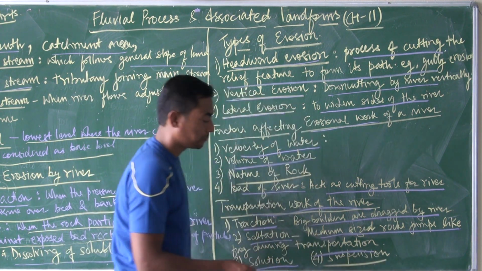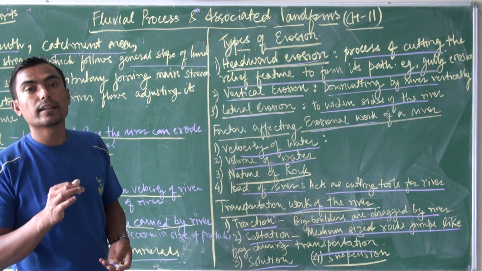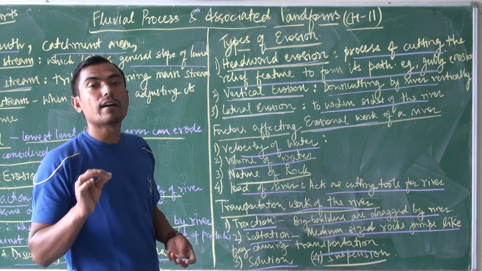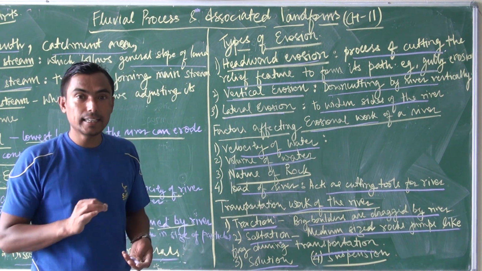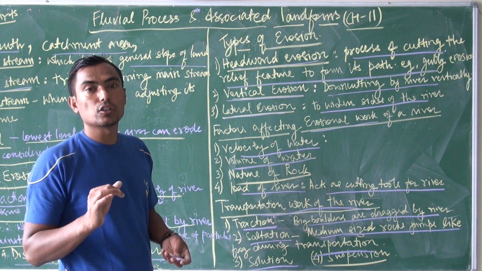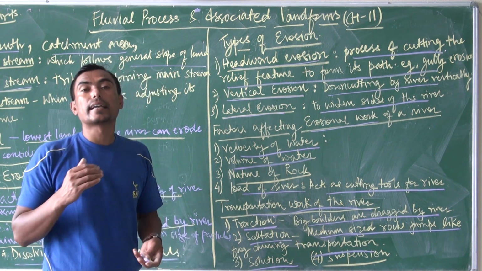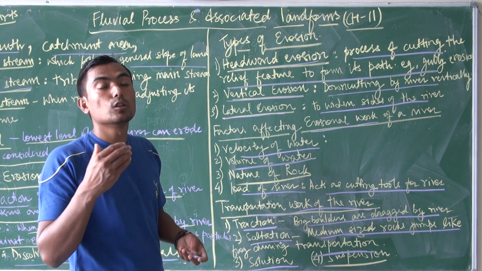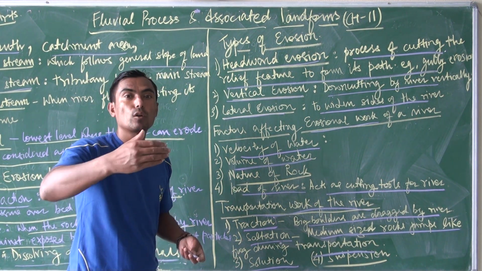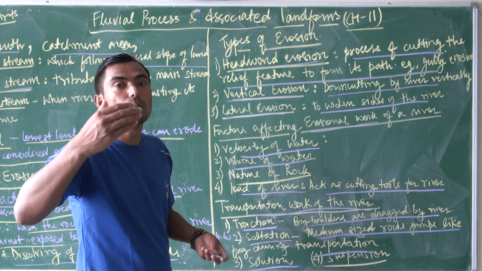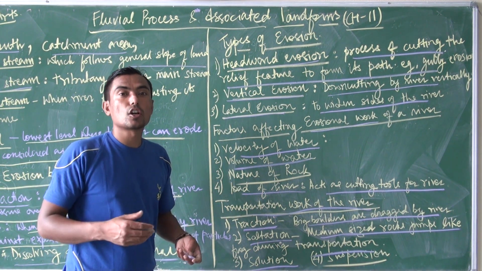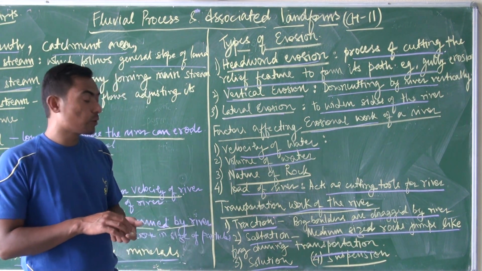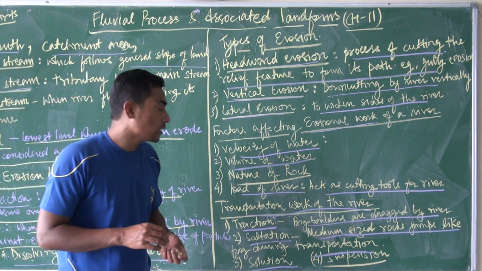Next, suspension. Suspension means those fine particles like sand, clay, and silt. These are the finest particles, which are very light in nature. As they are very light, the river water can easily carry them over a long distance. They keep on floating on the water, and finally they are transported especially towards the mouth of the river. The transportation of fine particles is called suspension.